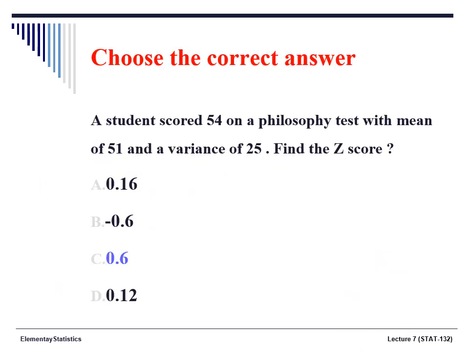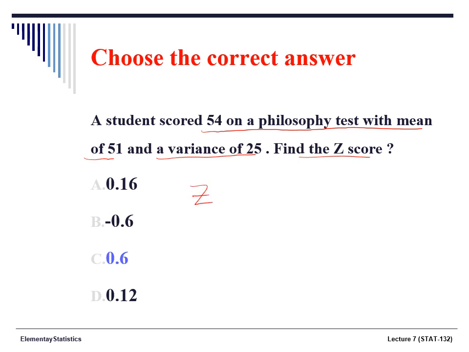Now choose the correct answer. A student scored 54 on a philosophy test with a mean of 51 and a variance of 25. Find the z-score of the student, or the z-score of 54.